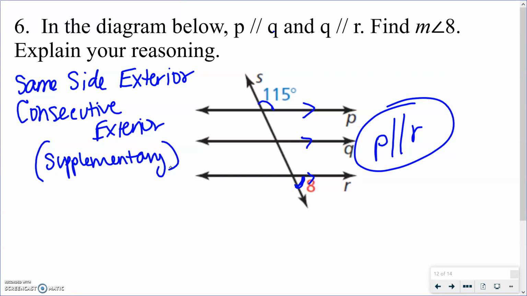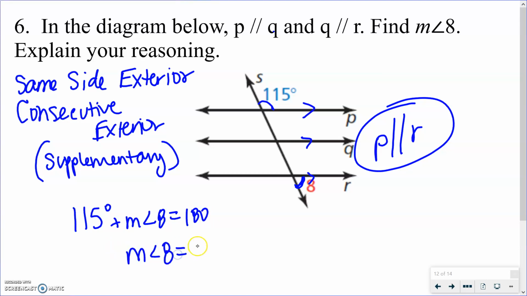Okay, and so since we know that P and R are parallel, we can use the fact that they have same side exterior angles and that they're supplementary and say 115 degrees plus the measure of angle 8 is going to equal 180 degrees because that is the definition of supplementary. So the measure of angle 8 is then 65 degrees because that is supplementary.